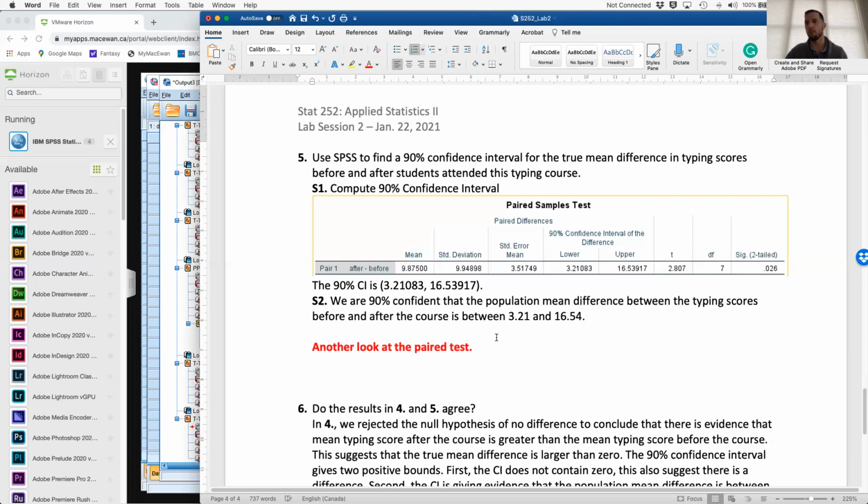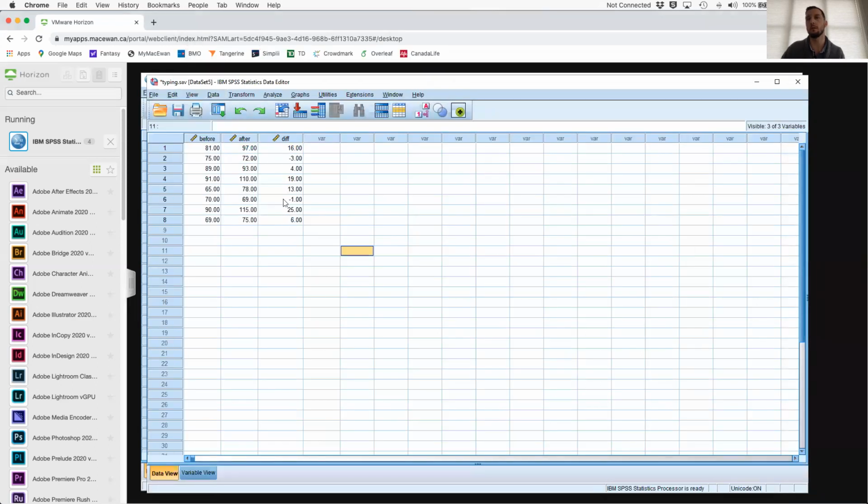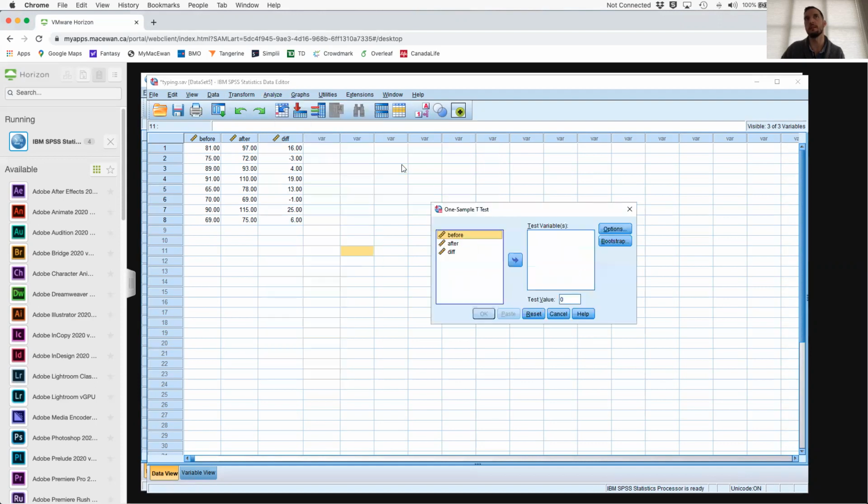Right. I want to show you guys one more thing before I stop with the teaching material for today. So I had mentioned briefly that a paired test is actually just a one sample t-test. So to show that this is true, if we consider our data set, we have this column of differences. If we select analyze, compare means, one sample t-test, and we submit to the one sample t-test the differences, and then we compute the 90% CI again.